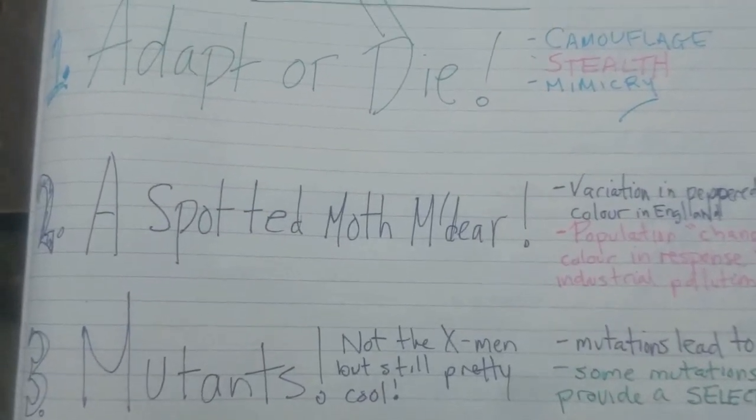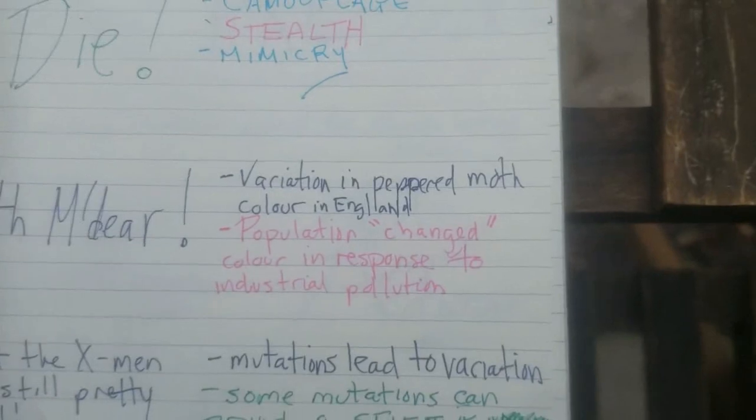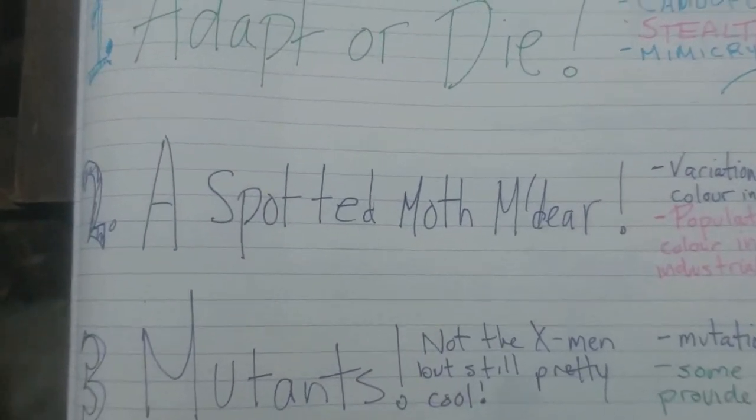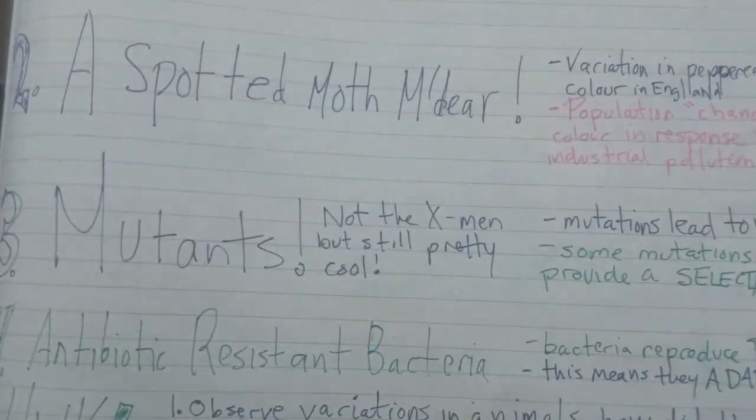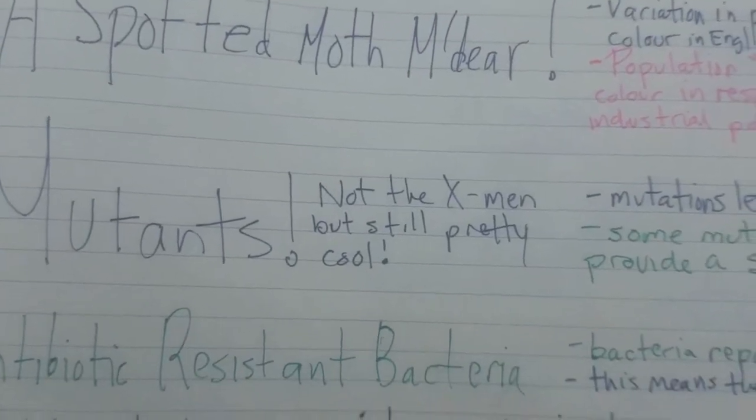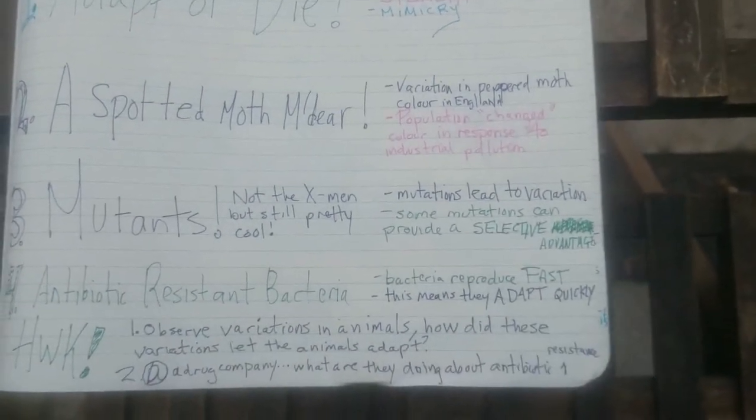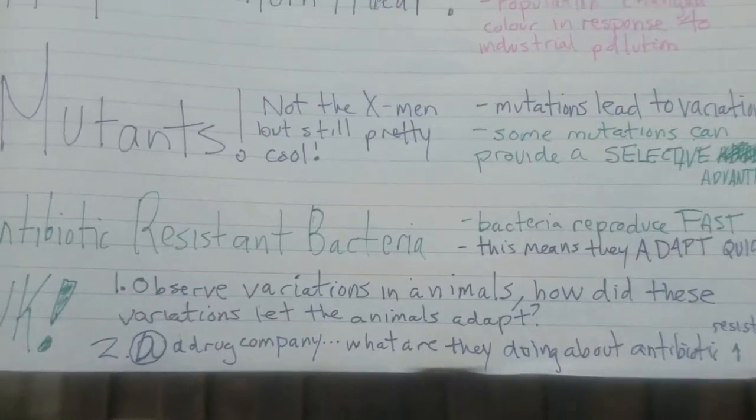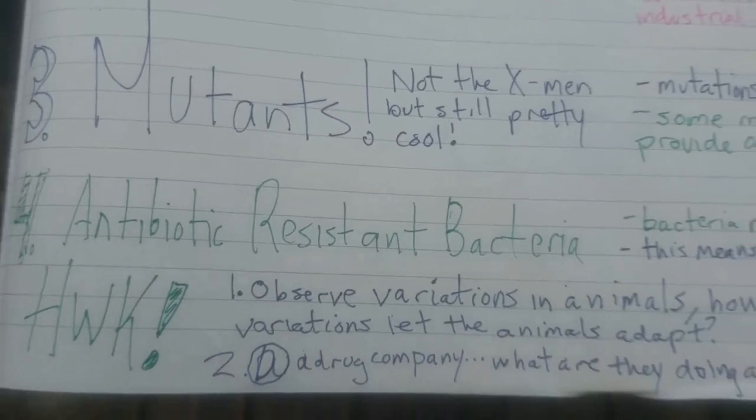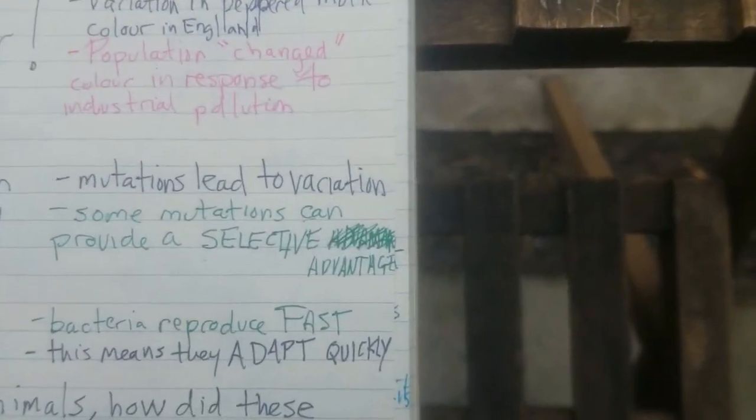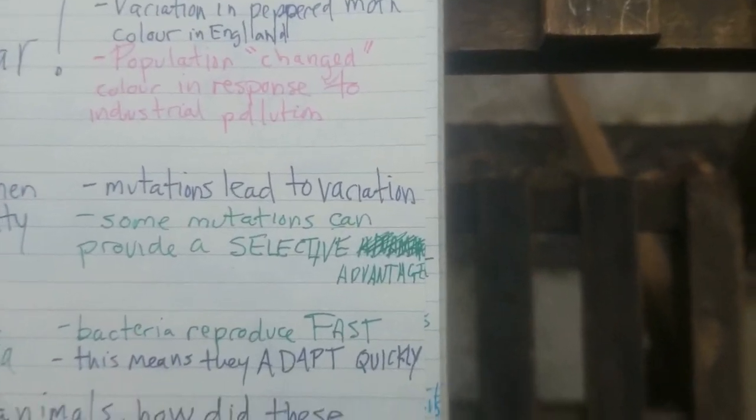A spotted moth, my dear. It's actually the peppered moth, and we're going to learn about a real-life example of organisms that have adapted to their environments. Mutants, not the fun X-Men kind, but still pretty cool. We're going to learn about mutants and mutations. And then the last thing, because we don't have enough to worry about these days, antibiotic-resistant bacteria. And wow, there's a little explanation about what happens there.